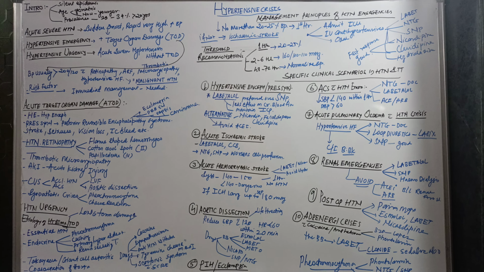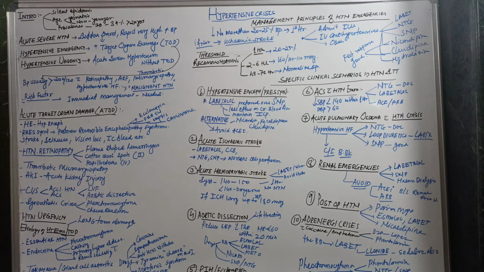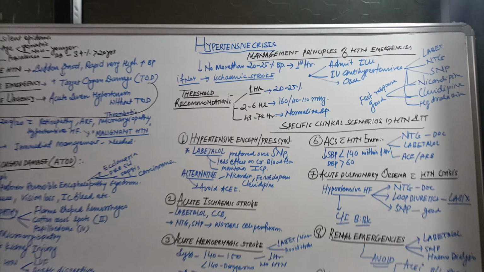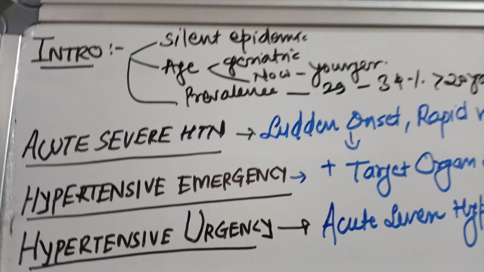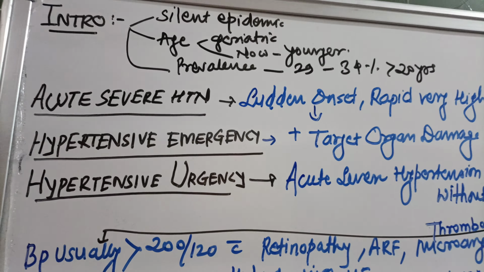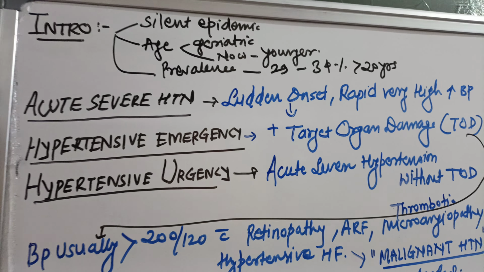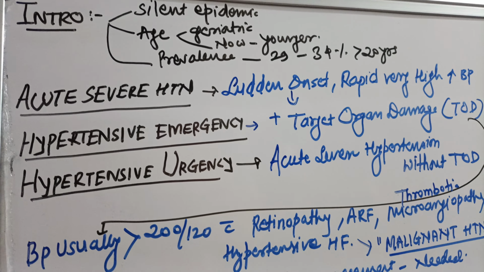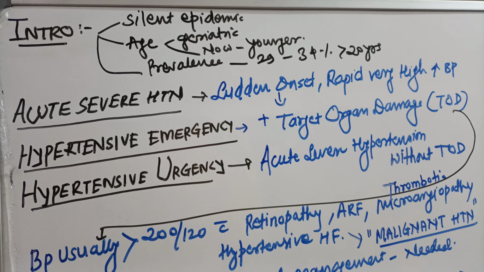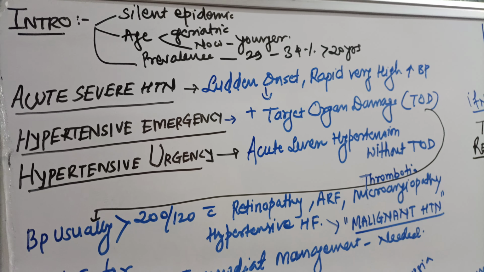So today's topic is important, commonly encountered in intensive care: hypertensive crisis. So we know hypertension is a silent epidemic in today's world. Nowadays, hypertension is common in young age. Geriatrics are also already a common population affected with hypertension. Prevalence is 29 to 30%, 34% in those more than 20 years of age.